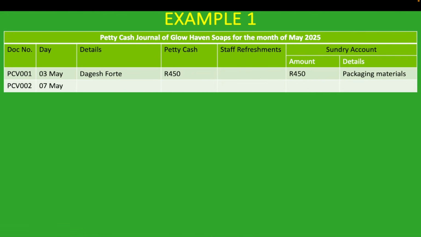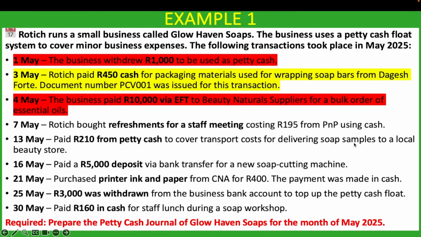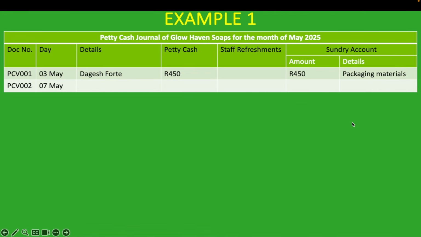Who did we buy from? Who did we pay this money to? Well, I hope you saw there on the note, it told us that we paid Pick n Pay. You can see here from Pick n Pay using cash. So we're going to put under details Pick n Pay.